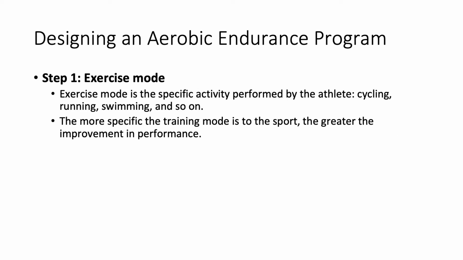An effective aerobic endurance training program must be specific for the individual athlete. This requires manipulation of the primary program design variables such as exercise mode, training frequency, training intensity, exercise duration, and exercise progression. Exercise mode refers to the specific activity performed by the athlete, such as cycling, running, swimming, and so on. When training to improve aerobic endurance performance, the athlete should select activities that mimic as closely as possible the movement pattern employed in competition.